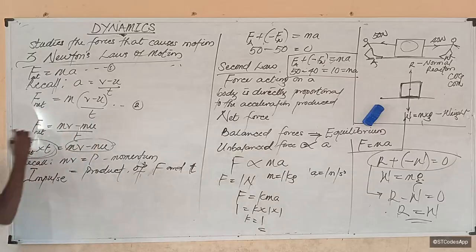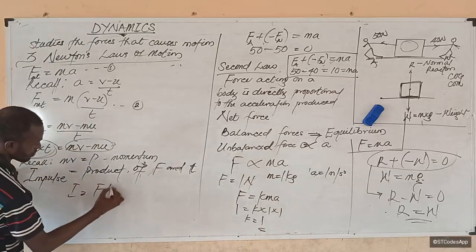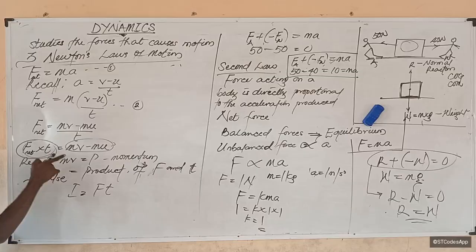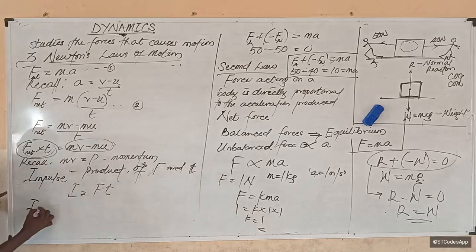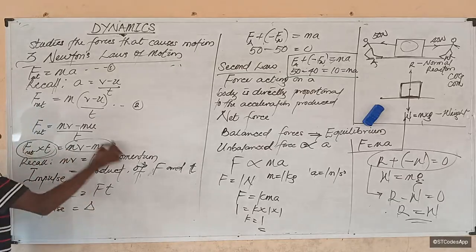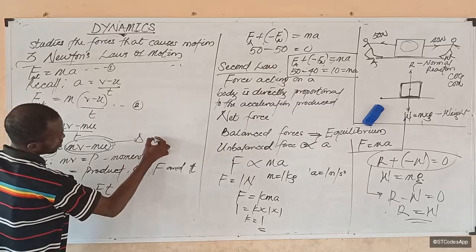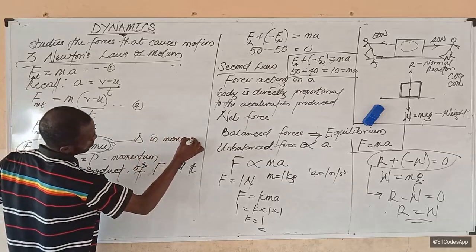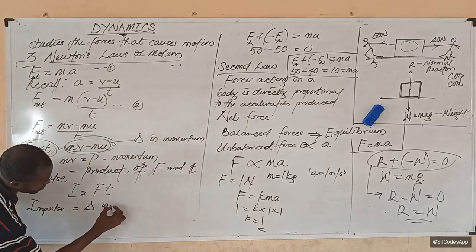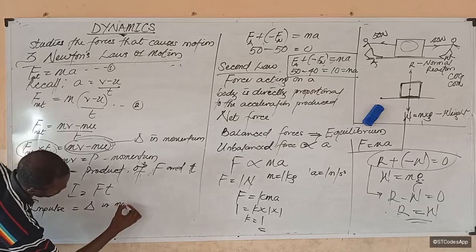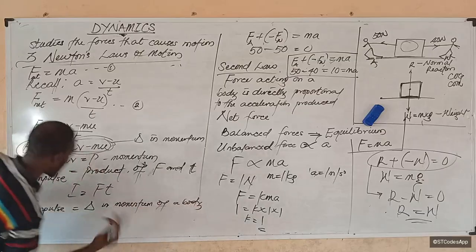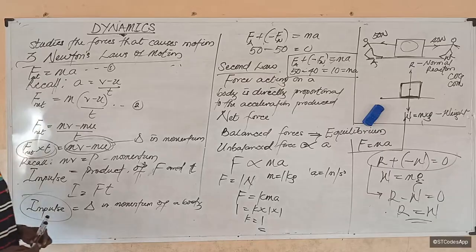So F times t, here you have I equal to Ft. Keep in mind that this is not inertia, this is impulse. Now, what does that tell you? It means that the impulse on the body is equal to the change in momentum of the body. This equation tells you that the change in momentum of the body is exactly equal to the impulse that is felt by the body.